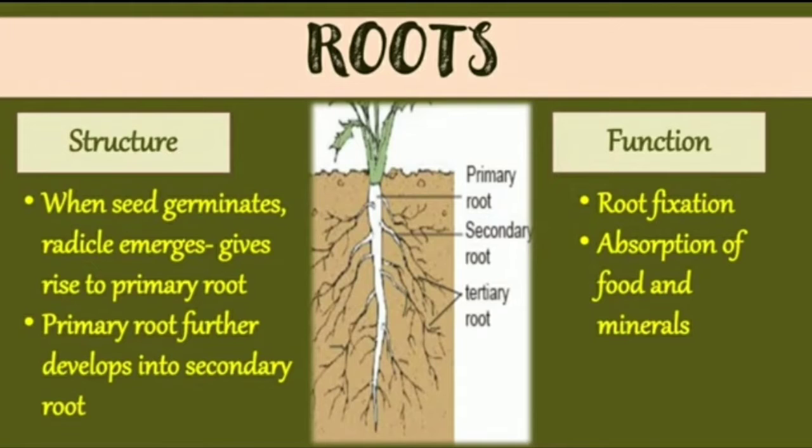What is the function of roots, children? Root fixation. That means it fixes the plant to the soil. So roots help in the fixation of the plants, and they absorb water and minerals from the soil and transport them to various parts of the plant. So the absorption of food and minerals is also one of the functions of roots. Understood, children?